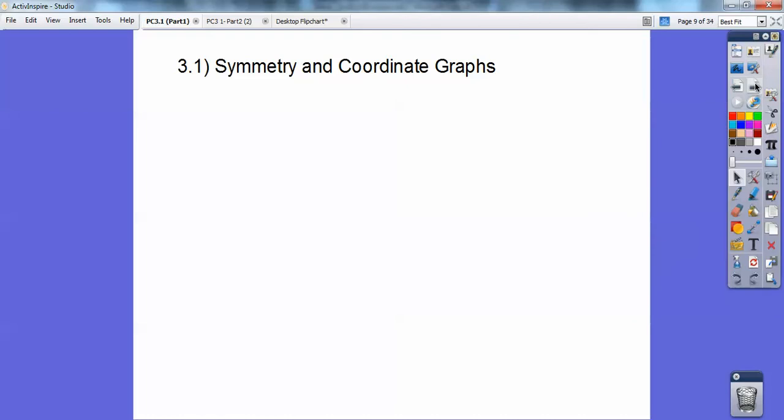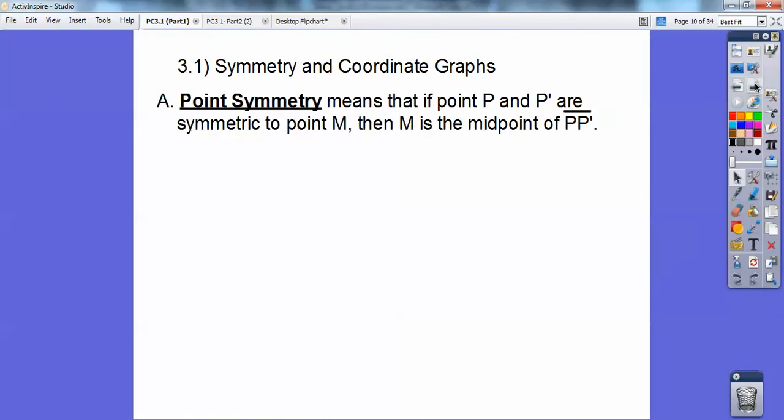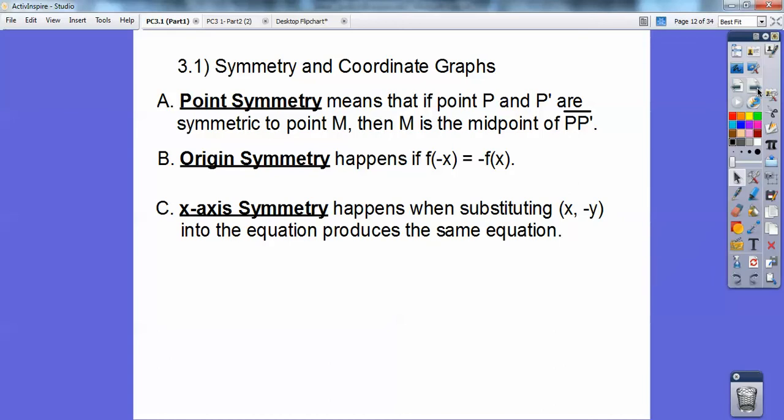All right, so symmetry and coordinate graphs. Okay, so point symmetry just means that if a point P and P prime are symmetric to point M, then M is the midpoint of the segment P, P prime. Origin symmetry happens if when you plug in negative x into your function, it comes out to the opposite of your function, your negative f of x. Okay, so when you plug in negative x into f of x, it becomes negative f of x. All right, I have examples of all of these shortly.